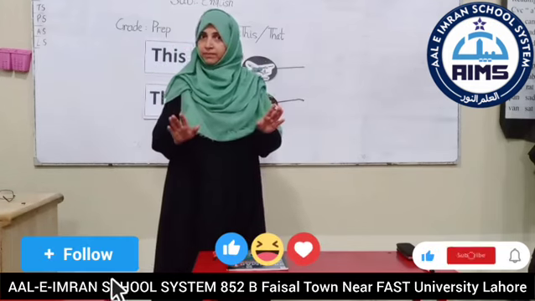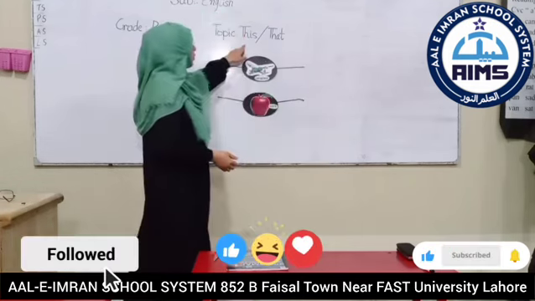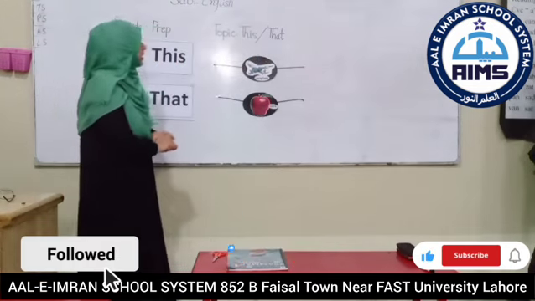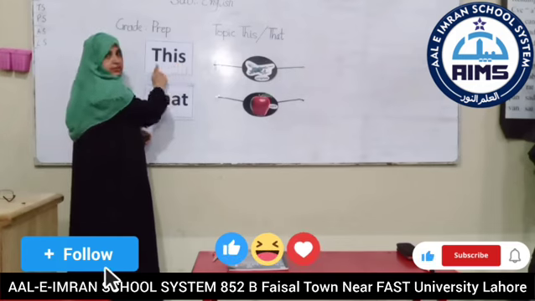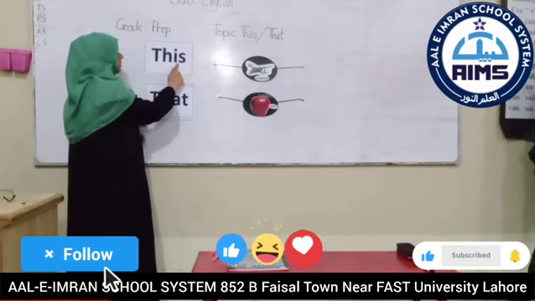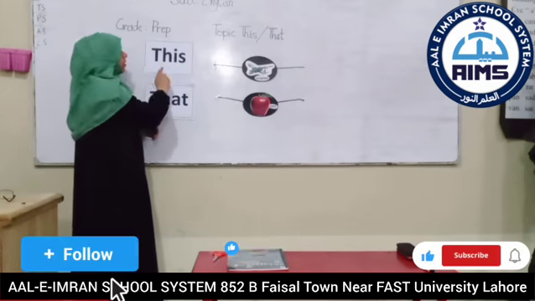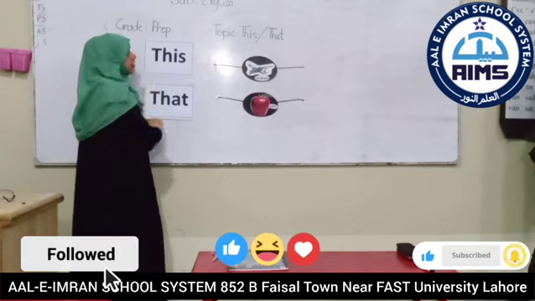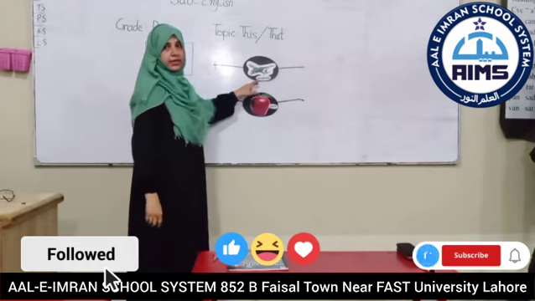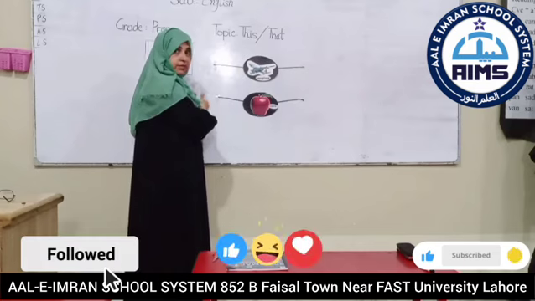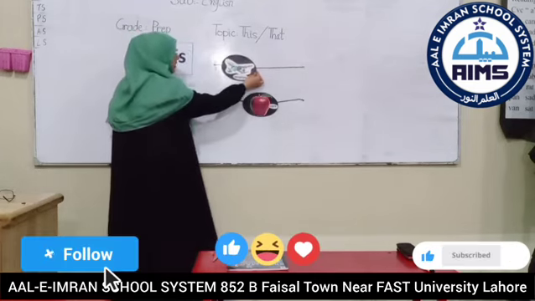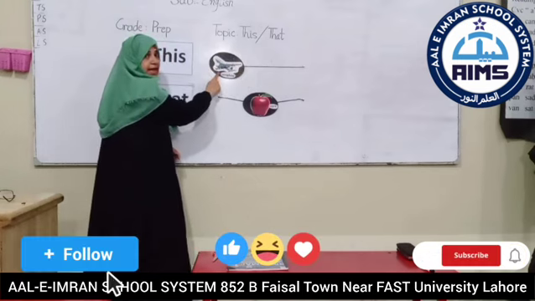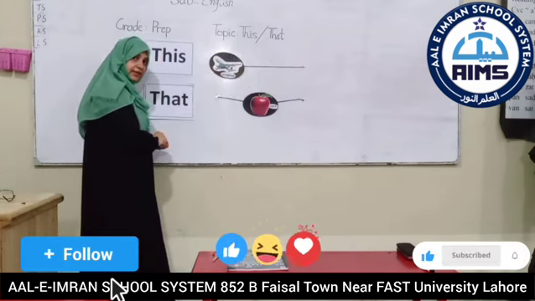Is that clear? Good. Where do we use this and that? Okay, let's play again. What is this? When the word is this, so where should be the aeroplane? It will be near or far. With this, it will be near. This is an aeroplane. Is that clear?